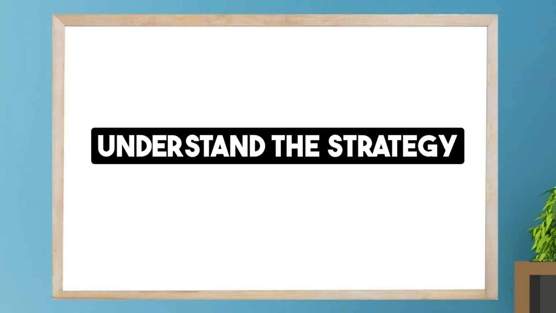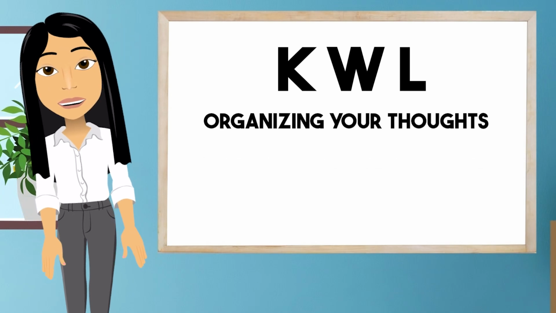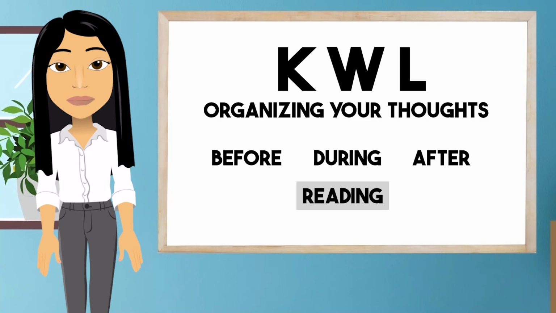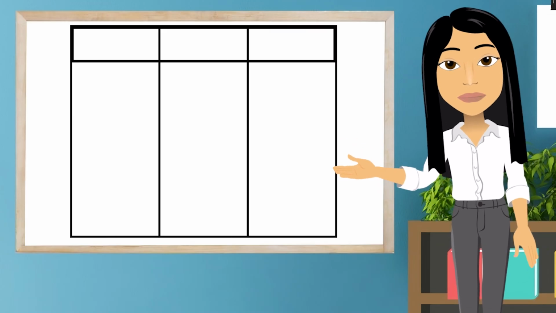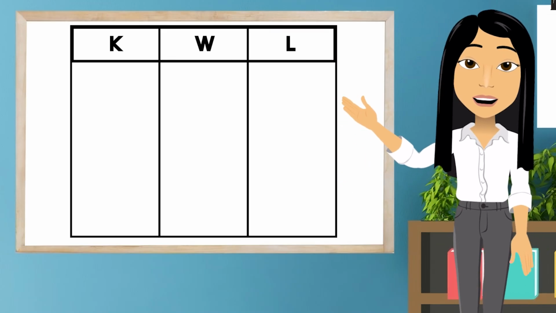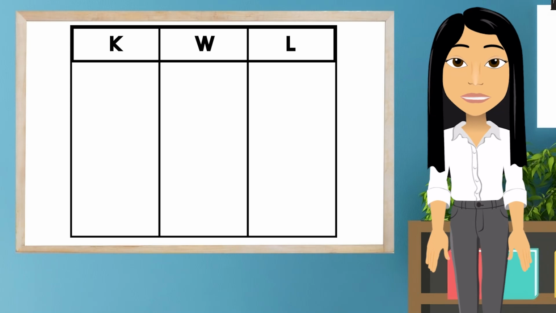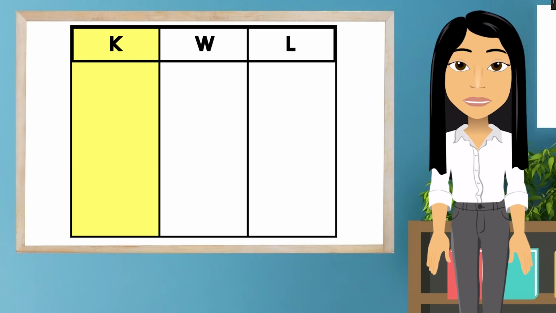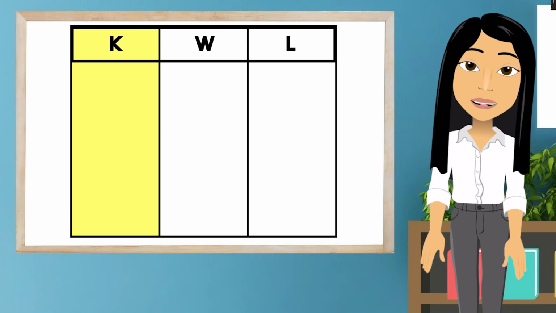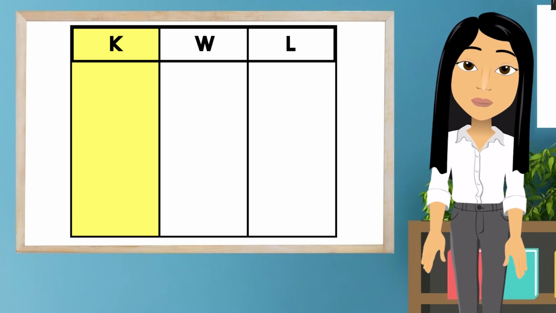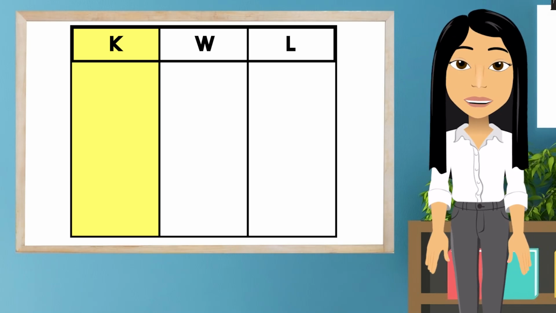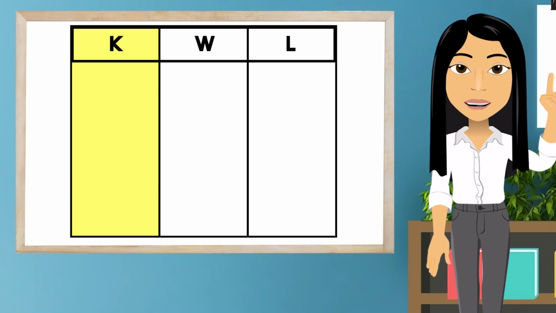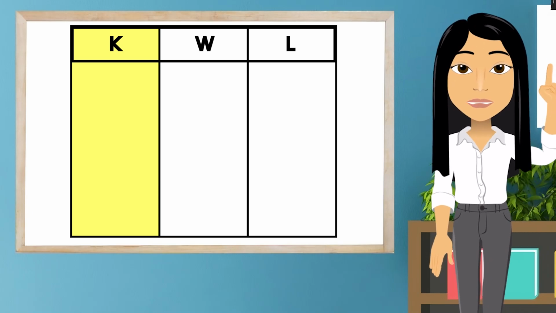Understand the strategy. The KWL method is all about organizing your thoughts before, during, and after reading. Imagine a chart with 3 columns: K, W, and L. This visual tool will be your guide throughout the reading process. In the K column, you jot down what you already know about the topic. This helps activate your prior knowledge and gets your brain ready to connect new information with what you already understand. It's like warming up before exercise. You're preparing your mind to absorb new information more effectively.